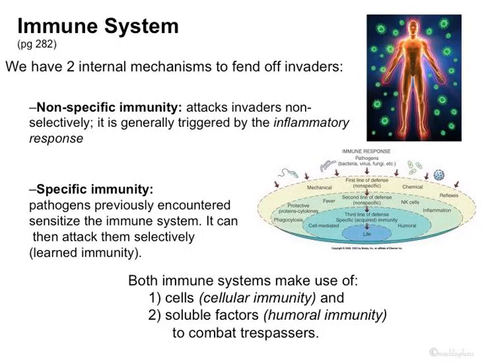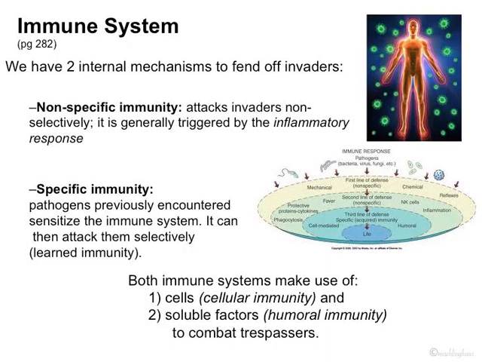Once an invader is inside the system, so they've breached that, then we have two internal mechanisms to fend off invaders. We have a non-specific immunity that attacks the invaders non-selectively. It just generally shoots them down. That's mediated or triggered by the inflammatory response.